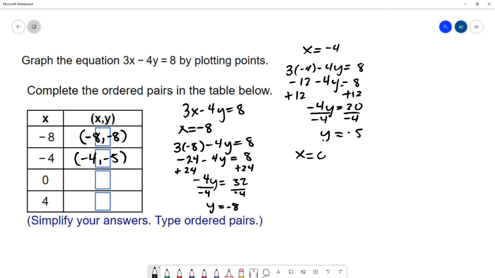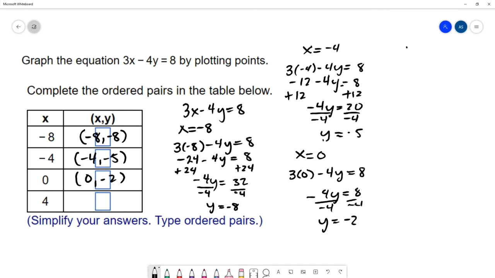Let's repeat this again with x equals 0. We have 3 times 0 minus 4y equals 8. 3 times 0 is 0. So that gives negative 4y equals 8. And I'll divide both sides by negative 4. And we'll get y equals negative 2. So the ordered pair 0, negative 2.